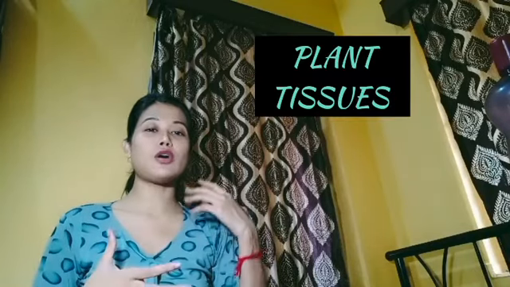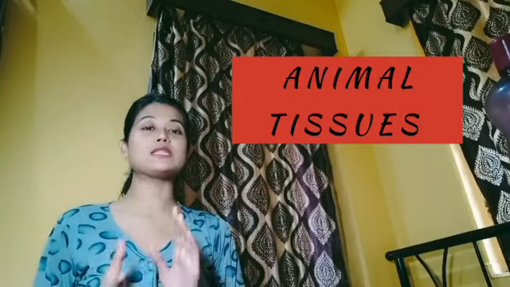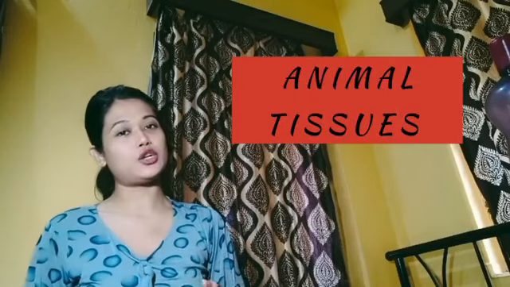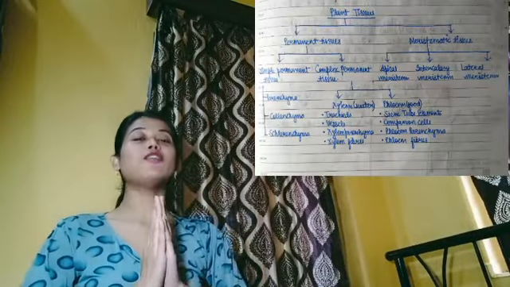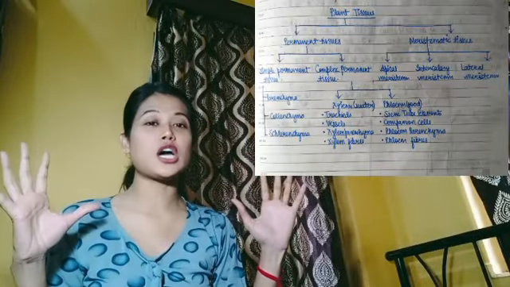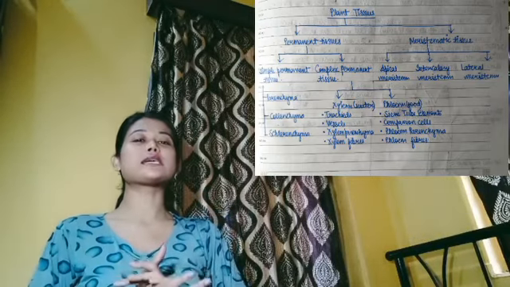If the tissues are found in plants, they are considered plant tissue, and if the tissues are found in animals, they are considered animal tissue. Now have a look at this flow chart, where I have drawn the whole flow chart of the types of plant tissues. So let's discuss this one by one.